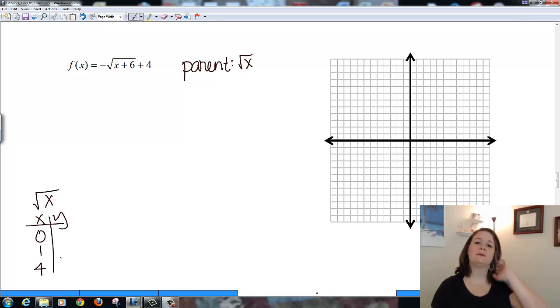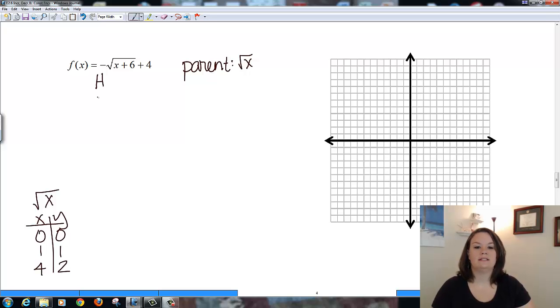Remember, square root of x makes that little half parabola. Looks something like this. So it has a defined starting point at 0. It doesn't keep going in both directions. So always make sure when you're doing a table of values for this, you always include that 0 starting point. Okay, the square root of 0 is 0, square root of 1 is 1, square root of 4 is 2.